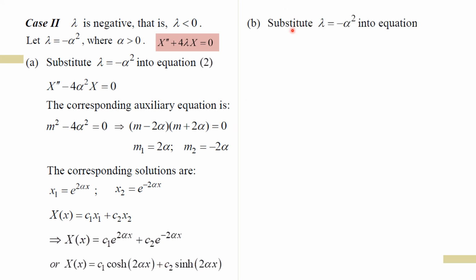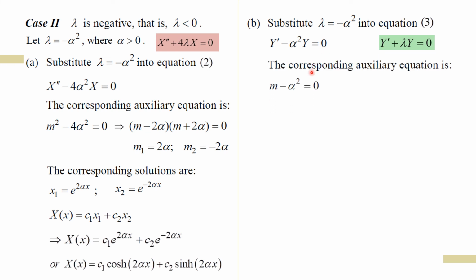Now let us substitute lambda equals negative alpha squared into equation number 3, which is y prime plus lambda y equals 0. Replace lambda by negative alpha squared, so the equation becomes y prime minus alpha squared y equals 0. The auxiliary equation will be m minus alpha squared equals 0. There will be only one root because the equation is of first order, and the root is m1, which is alpha squared. Therefore the corresponding solution will be y1 equals e to the power of m1 y, which is e to the alpha squared y.